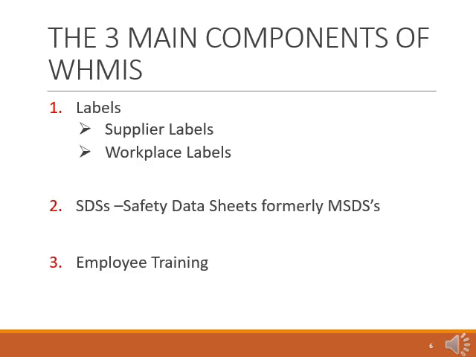Let's review the three main components of WHMIS. Number 1, labels: supplier labels and workplace labels. Number 2, SDSs, safety data sheets, formerly known as material safety data sheets. And 3, employee training.